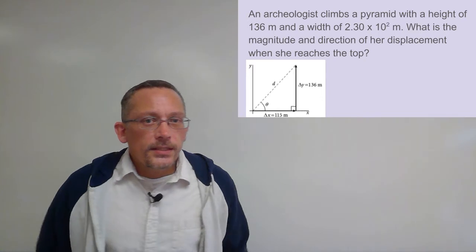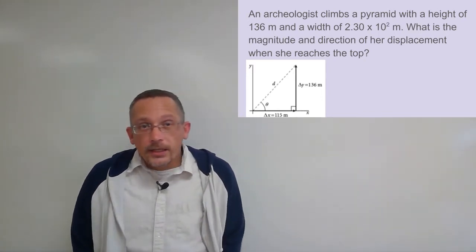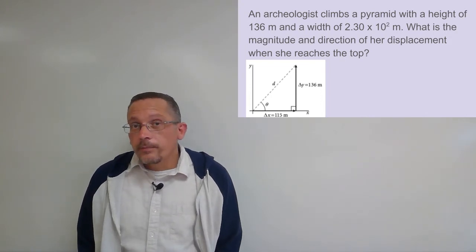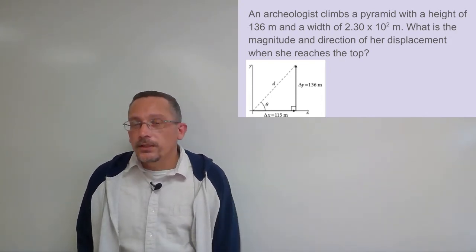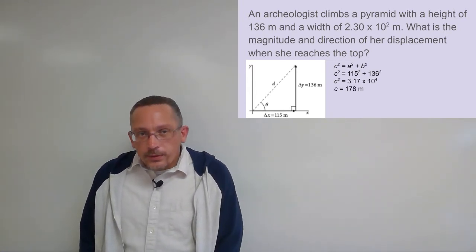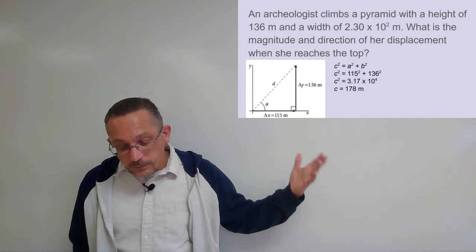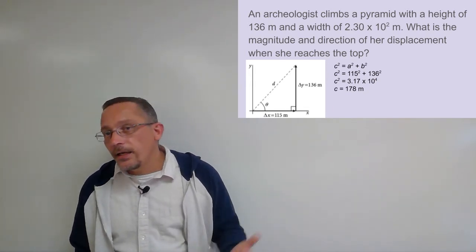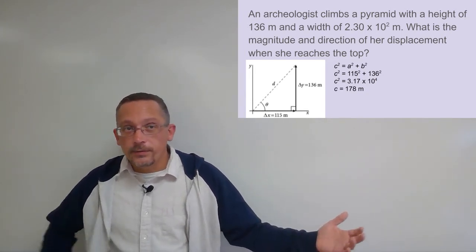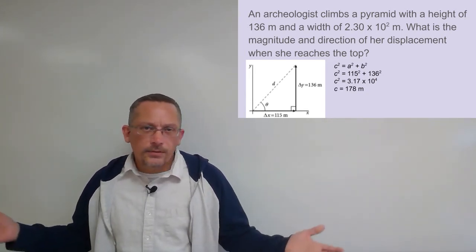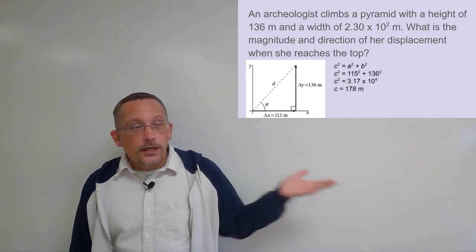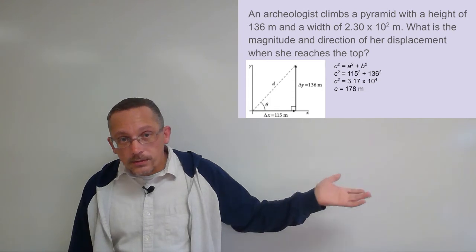Well, that should be fairly easy to do. It's a right triangle already, so it's a nice easy problem. So we're going to use the Pythagorean theorem to find D, which is the length of the vector, the magnitude of the vector. So c squared equals a squared plus b squared, and looking at my diagram, I can easily tell that a and b should be 115 and 136. Does it matter which is a and which is b? Absolutely not. You can switch them, that's fine. So c squared equals 115 squared plus 136 squared.